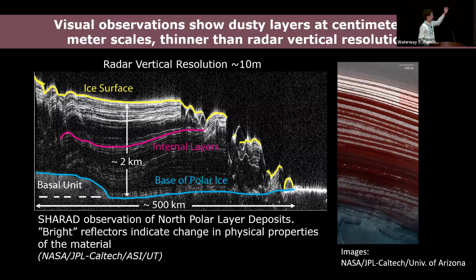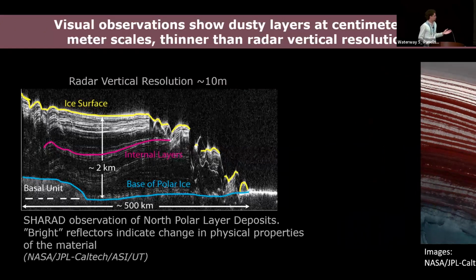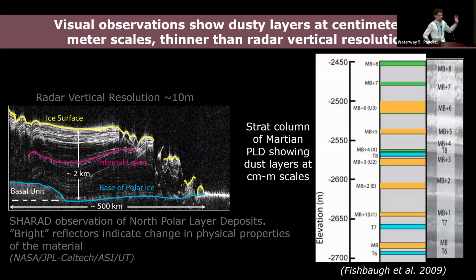And so each of these bright reflectors we see is a change in the physical characteristics or the dielectric properties of these materials. Here it's believed these are internal layerings or differences in dust contrast. And so SHARAD, the shallow radar instrument on the Mars Reconnaissance Orbiter, has a vertical resolution of around 10 meters. This is primarily a function of its wavelength. But as we can see from visual observations, we have a strat column here showing centimeter to meter scale dust layers. But the vertical resolution of SHARAD is 10 meters, so this presents a problem.